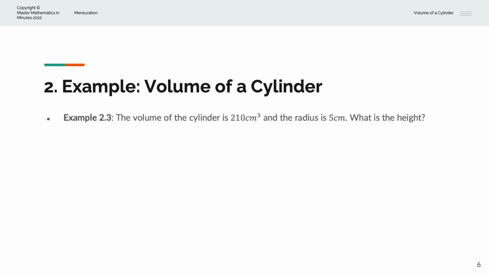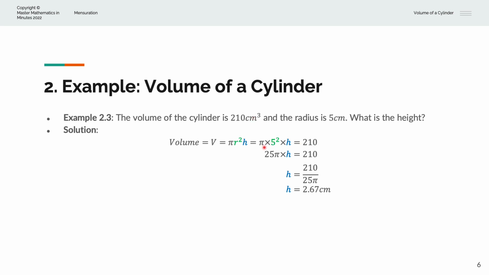In the third example, we're given the volume of the cylinder is 210 centimeters cubed. And we're also given the radius is 5 centimeters, and we're asked to find the height. So we have V equals pi r squared h, and that equals pi multiplied by 5 squared, because we're given the radius is 5 from the question, multiplied by h. And we'll set that equal to 210, given from the question.